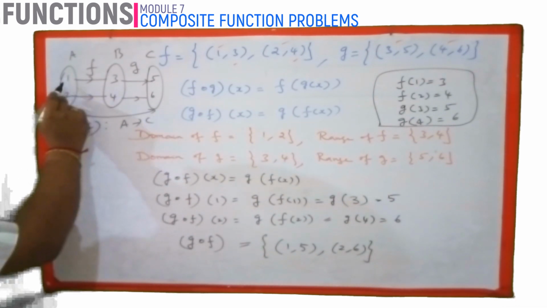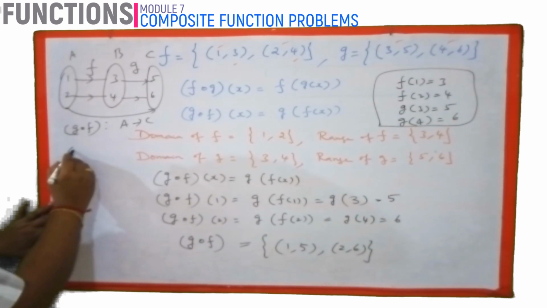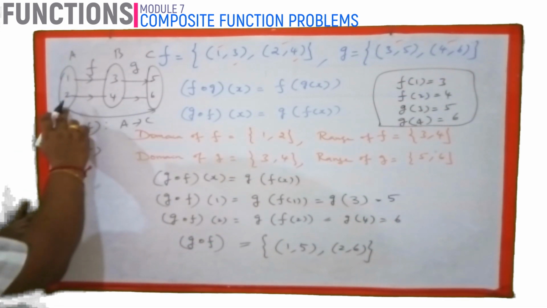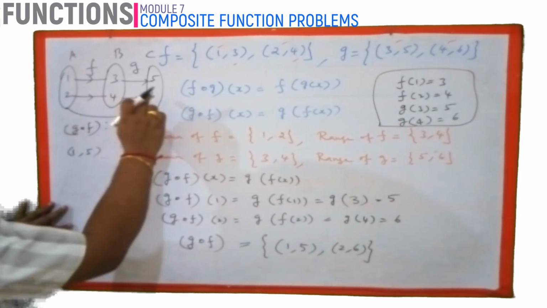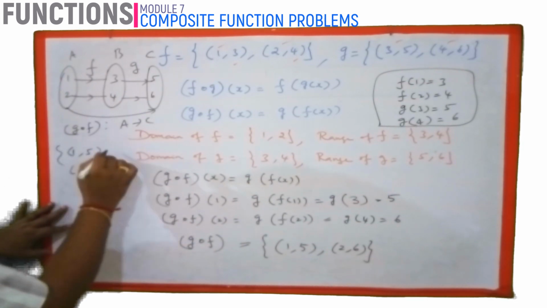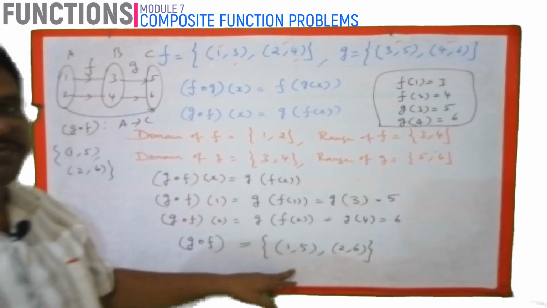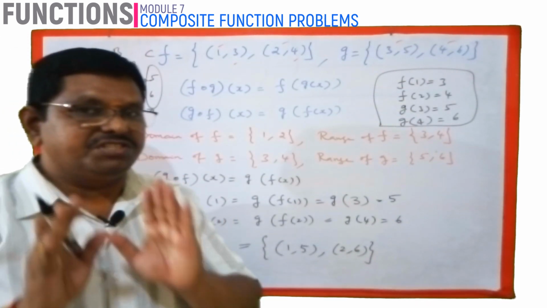Now 1 has the image 3, 3 has image 5, so we will get the first ordered pair (1, 5). Next, 2 has the image 4 and 4 has the image 6, so we will get another ordered pair (2, 6). Check it, you have got the same. So this is the process of finding g composite f and f composite g.